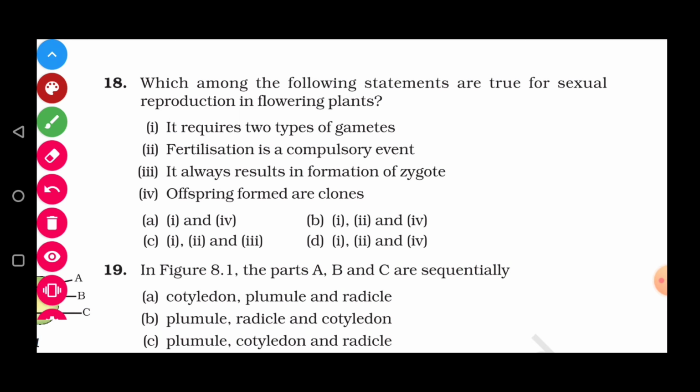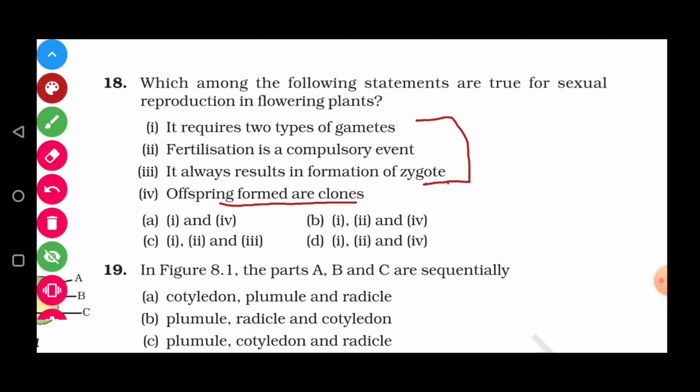It requires two types of gametes. Yes, it's true. Fertilization is a compulsory event. That also we can say, that fertilization is a compulsory event, and it always results in the formation of zygote, and offspring formed are clones. So all these three are correct options except the fourth. This fourth one is not the correct answer option.